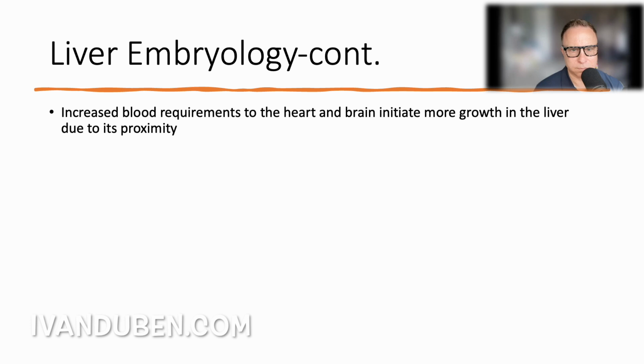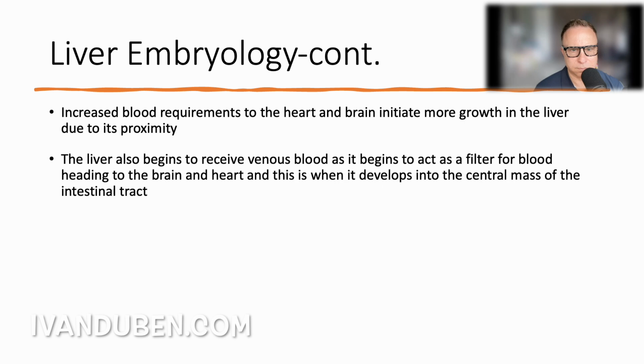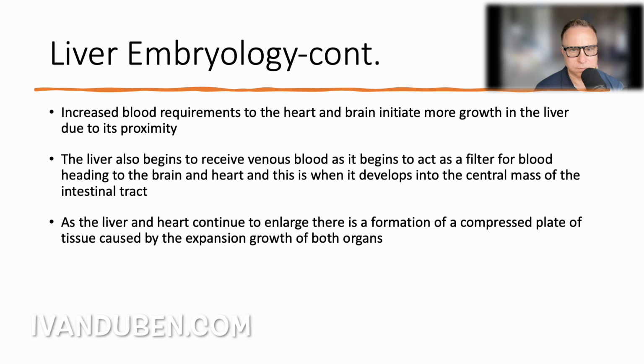Increased blood requirements to the heart and brain initiate more growth in the liver due to its proximity. The liver also begins to receive venous blood as it begins to act as a filter for blood heading to the brain and heart, and this is when it develops into the central mass of the intestinal tract.